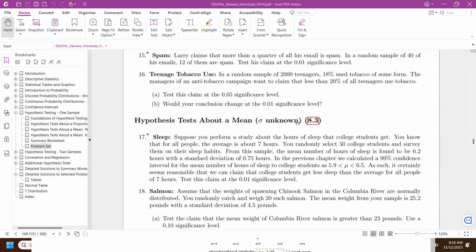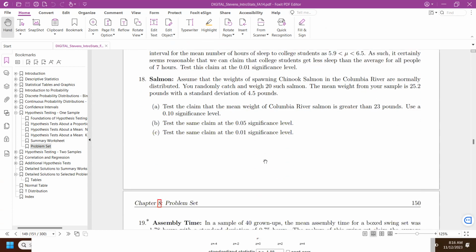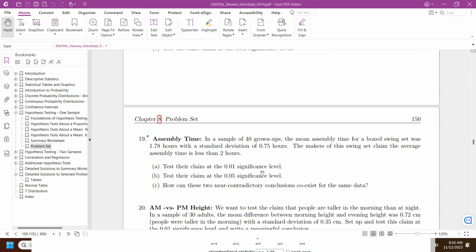Now, you remember those conditions I was talking about in the beginning? I've looked at this sleep problem a lot. I don't want to do it again. Let's look at the assembly time. Why not? I haven't done this in a while. So a group of 40 adults, the mean assembly time to put together a swing set was 1.78 hours with a standard deviation of 0.75. One thing I'm noticing here is that this is coming from a sample. That's not a population average. That's x-bar. Oh, no, that's the standard deviation for the sample, not for the sampling distribution.